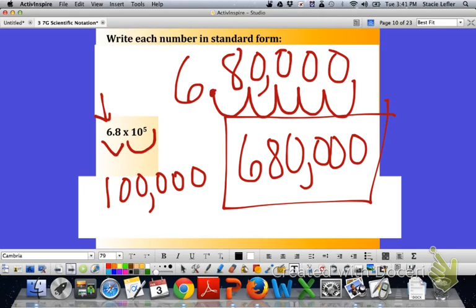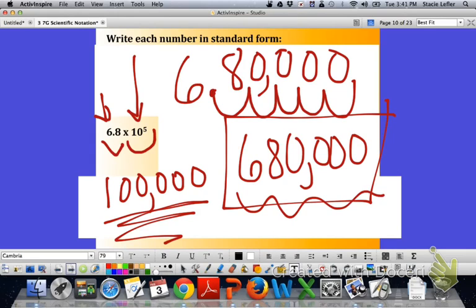And make sure it makes sense. We're taking a small number 6.8 times a large number 10 to the fifth, 100,000, so our number better get bigger, and it did. And again, remember that the exponent of 5 tells you how many place values you're moving the decimal to the right.